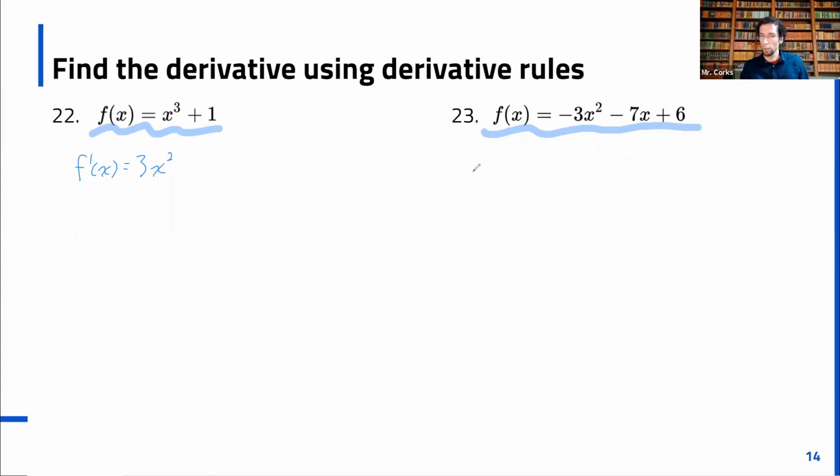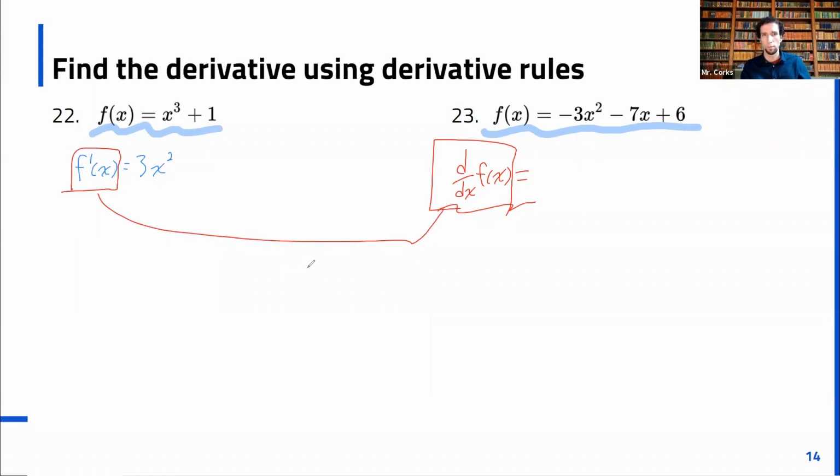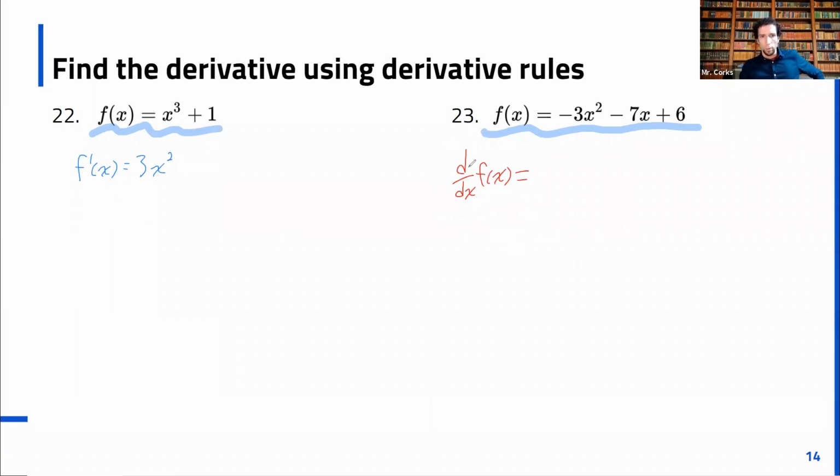Let's do our next one. And I showed you some different notation in either yesterday's or today's class, depending on your section. So let's get used to some of that as well. We saw this dy, or this is f of x, so I guess we write it this way: d over dx of f of x. What does this thing mean? What does this represent? This is also a derivative. These two things are the exact same, just a different way of writing it. Okay.